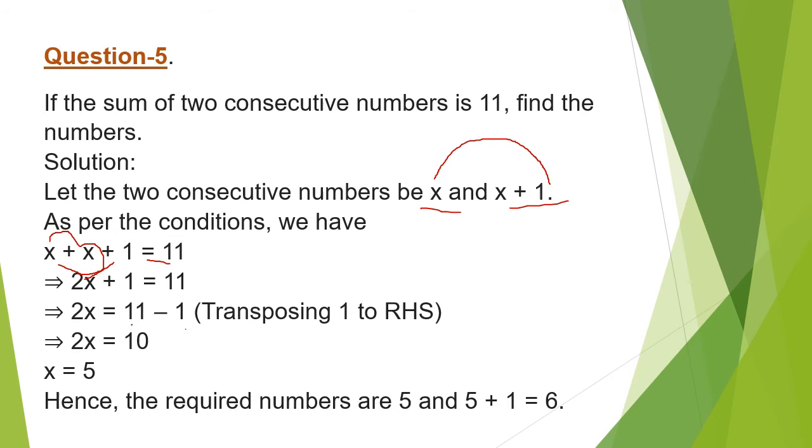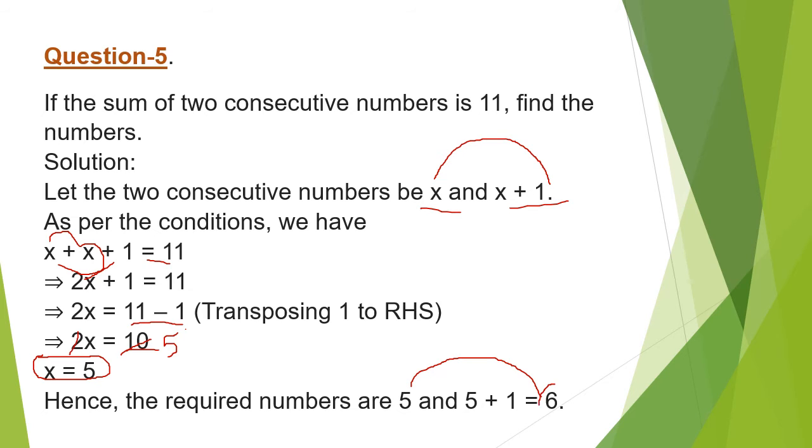2x is equal to 11 minus 1, which is 10. 2x is equal to 10. 2 1s are 2, 2 5s are 10. So the x value is 5. Hence, one number is 5. Then 5 plus 1 is 6. The required numbers are 5 and 6.